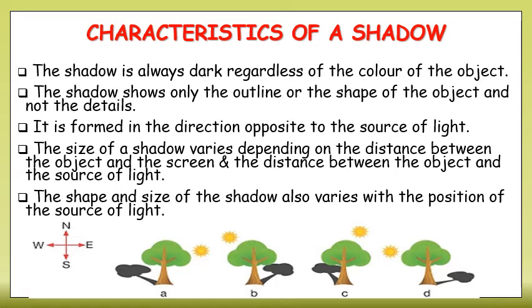Okay? Now the last is the shape and size of the shadow also vary with the position of the source of light. You can see this also in the given picture, that the length of the shadow of a tree changes with change in the position of the sun. So you can say that the shape and size of the shadow also change with the position of the source of light. Okay?